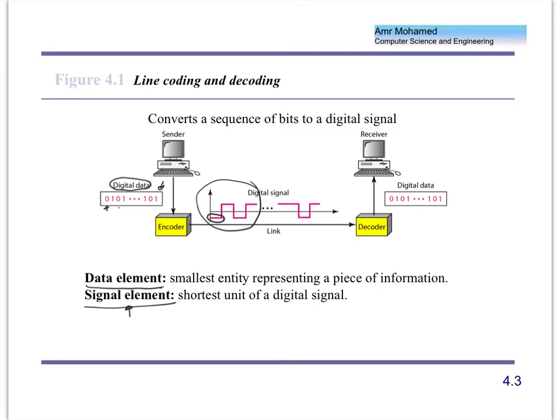Okay, the simplest form that we talked about in Network 1 was non-return to zero. For non-return to zero, we simply talk about a stream of bits like this. Each single bit gets mapped to one data element, right? So this is in fact the simplest form, where one data element gets mapped to one signal element.